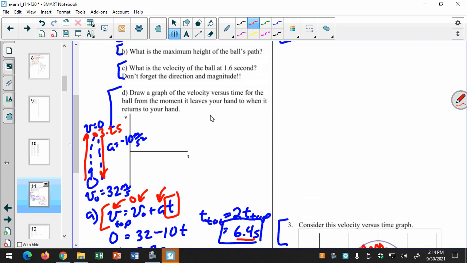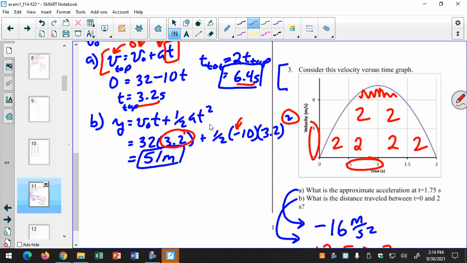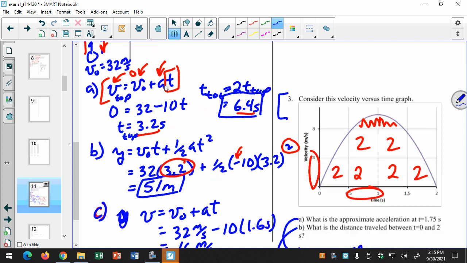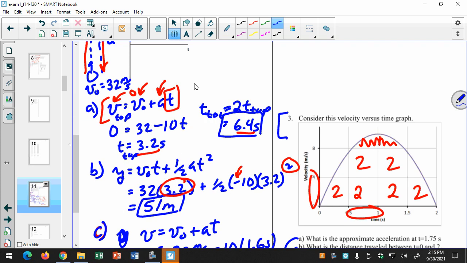C, which you'll have a similar question, just asking what is the velocity. I could ask what is the position at a particular time, but I want you to realize that these are parametric equations, and if I want to know the velocity or the position at a particular time, it's really just a matter of plugging in to these equations. So that's V naught, which was 32 meters per second, minus 10 times 1.6 seconds. That was just the time that I gave you. And so that's 16 meters per second. Wasn't it 1.6? Yeah, 1.6 seconds.